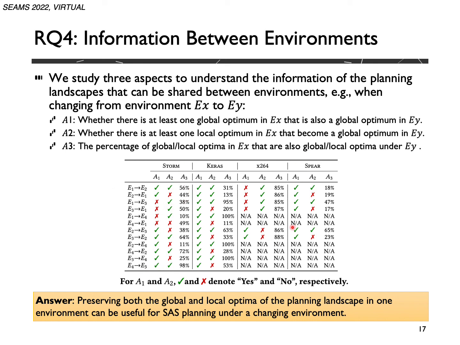As you can see from the table here, for most of the cases, it will be a yes for the first and second aspects. That means most commonly there will be at least one global optimal or local optimal that will be the global optimal in another environment. And if you look at the percentage of overlapping on the global and local optimals, most likely it tends to be very high. That means our answer to this question is that preserving both the global and local optimals of the planning landscape in one environment can be very useful for planning under changing environments.